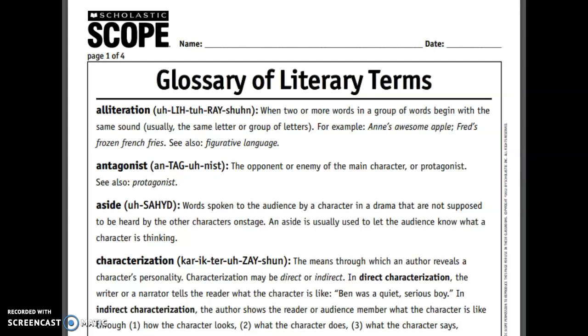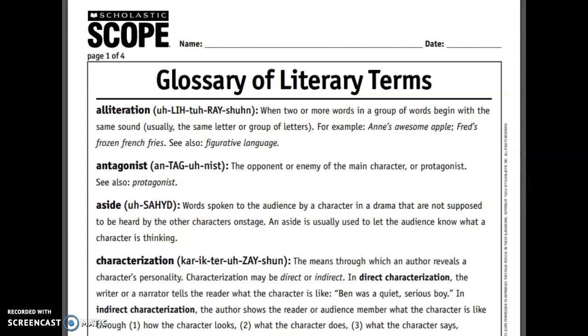This is the glossary of literary terms for the story that we will be reading for Scholastic. So I'm going to read the definitions for the terms that we will be working on for this lesson so that you can have these for your assignment that you are going to be working on.